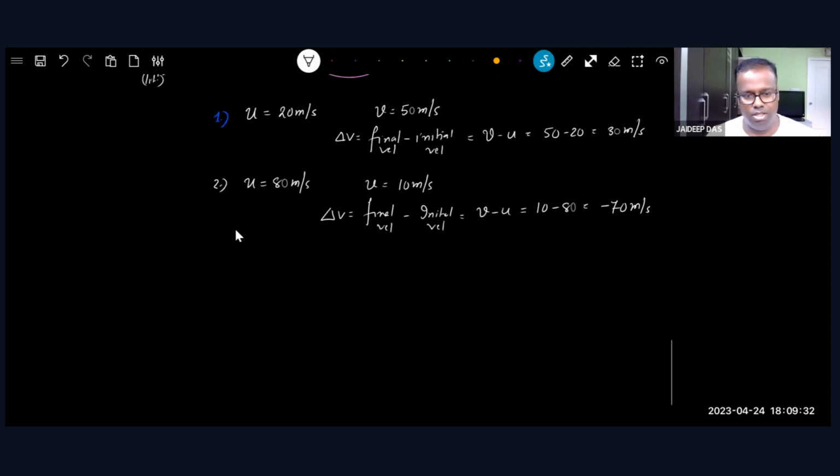You get it? Now I should have a delta T figure also. Delta T was 10 seconds in this case also. So let's calculate the acceleration in this case. Acceleration is delta V by delta T, which is equal to 30 by 10. So we will say it is 3 meters per second square. Every second, the velocity is increasing by 3 meters per second.